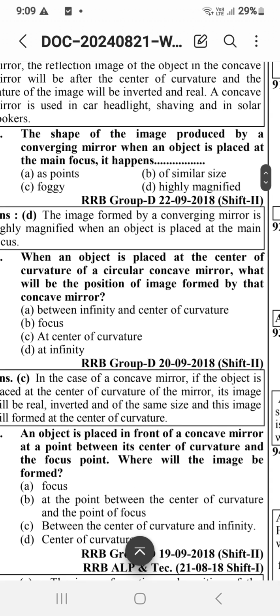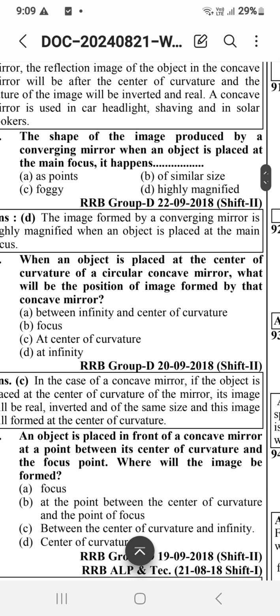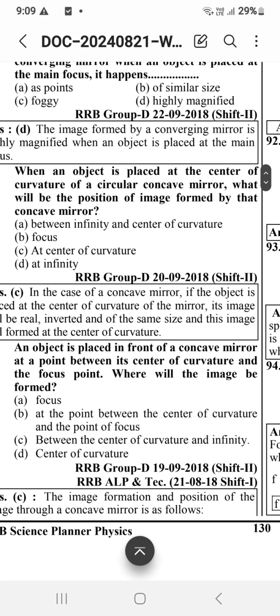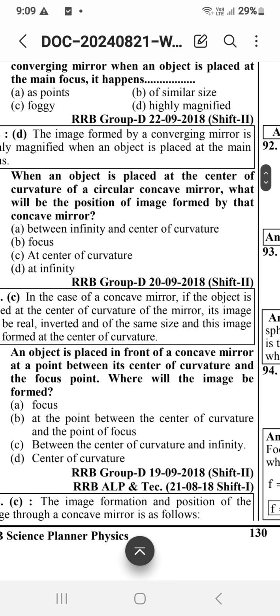An object is placed in front of a concave mirror at a point between its center of curvature and the focus point. Where will the image be formed? Between the center of the curvature and infinity.